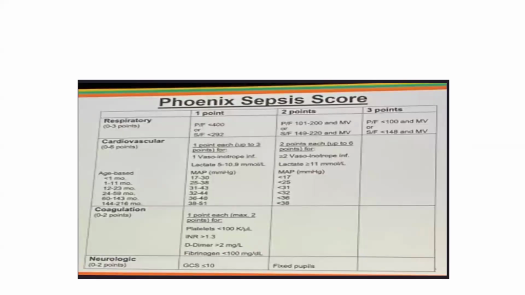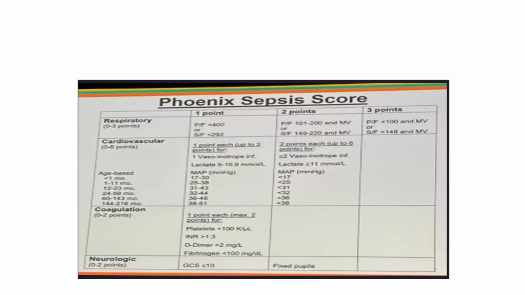The Phoenix sepsis score includes the respiratory parameter, that is PF ratio of less than 400, SF ratio of less than 292. Then 2 points are allotted to PF ratio between 101 to 200, SF ratio between 149 to 220. 3 points have been allotted to PF ratio of less than 100 and SF ratio of less than 148.